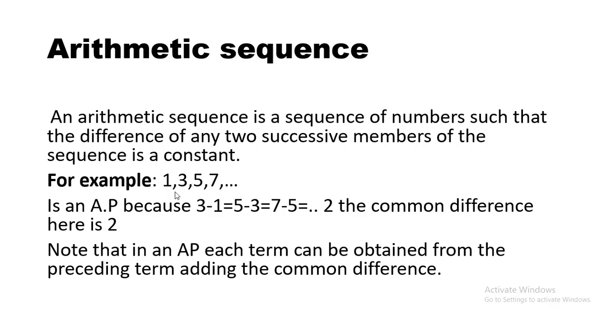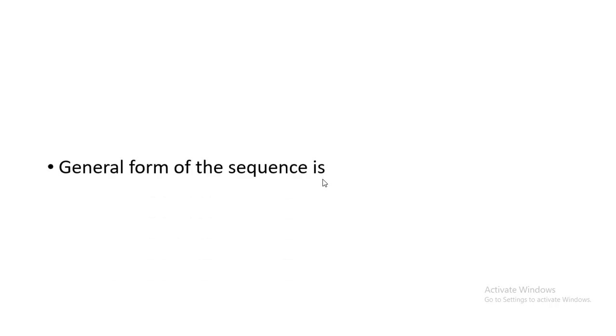Okay, note that in an arithmetic progression each term can be obtained from the preceding term by adding the common difference. That is, let's say if I need to know the term that comes after 7, then what should I do? I will add 2, that is the difference that I have told you right now, this 2. If I start adding it, I will be getting the next term and so on.